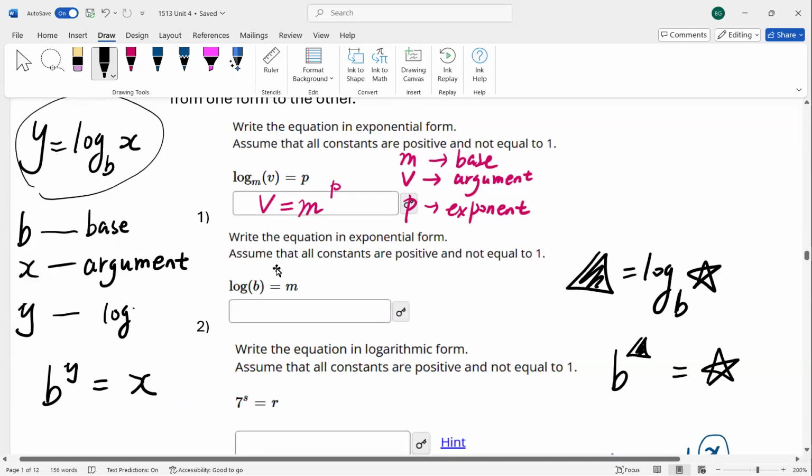This one, number 2. Write the equation in exponential form. Assume that all constants are positive and not equal to 1. That means b is positive, not equal to 1. So b can be the base. Okay, this one, I might misspeak something. So b is not the base here, okay?